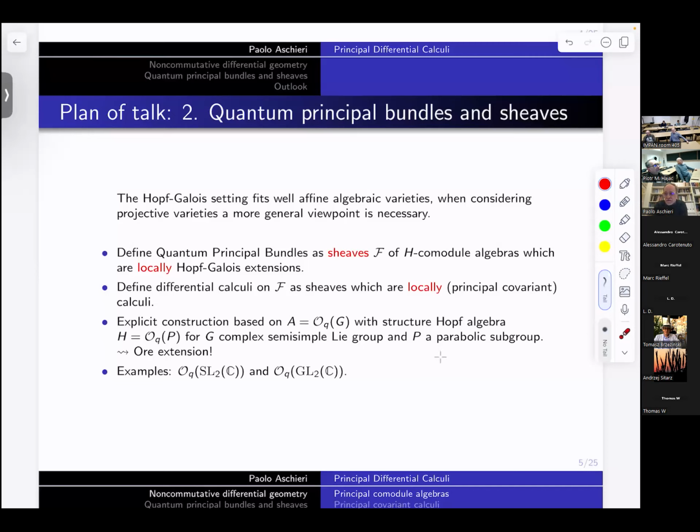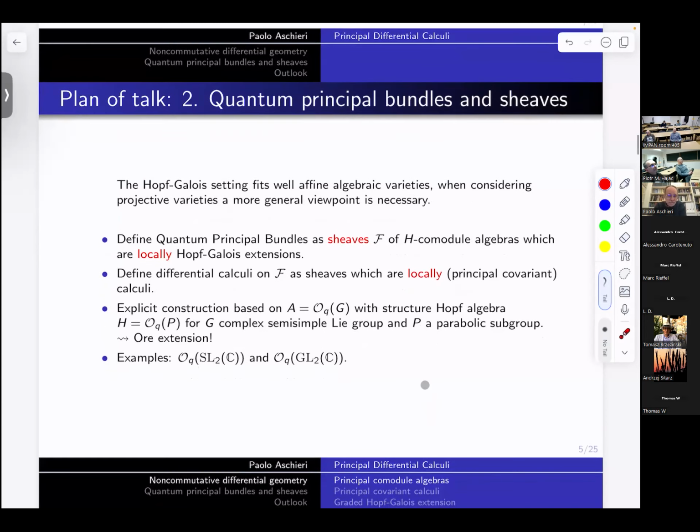The construction can be made explicit in specific cases where the total space algebra is a group itself, so we are in the case of a homogeneous space. This will be a general result provided some extension condition in the non-commutative case holds. And we will see that in these two specific examples, everything can be written down very explicitly and there are no obstructions. Okay, so this was so far the introduction.